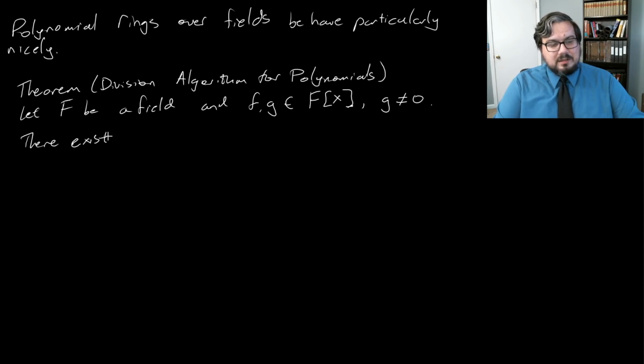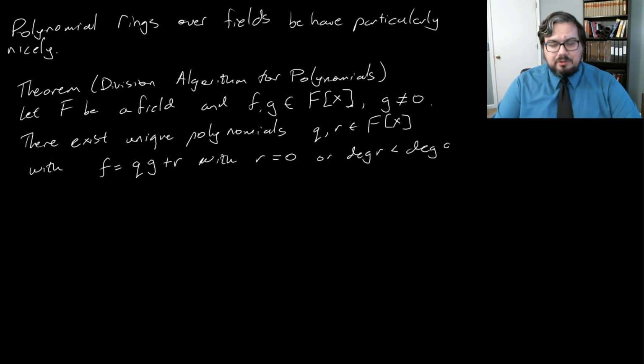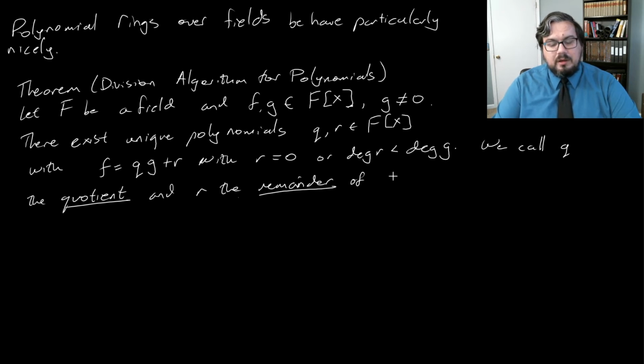Then there exist unique polynomials Q and R in the polynomial ring F adjoin X with F equals Q times G plus R, and with R equals 0 or the degree of R being less than the degree of G. We call Q the quotient and R the remainder of F with respect to G.